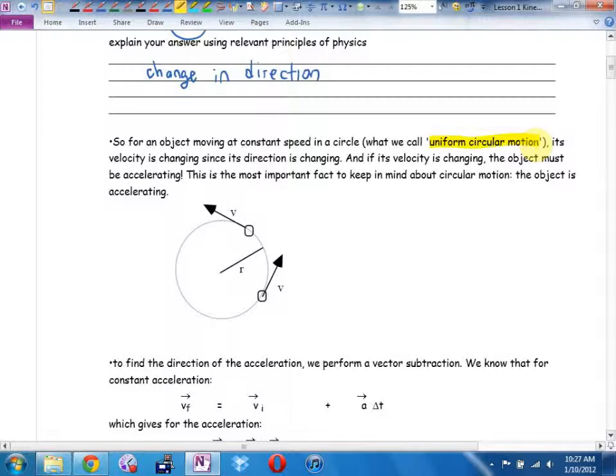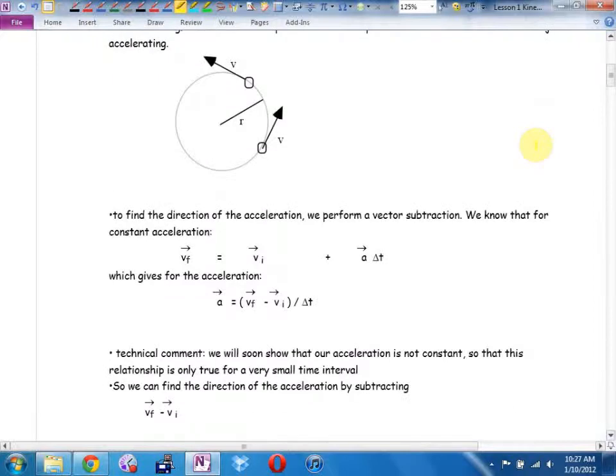The question is, what direction? Well, to find the direction of the acceleration, we have to do some vector subtraction. We know this, vf equals vi plus at, which gives a equals vf minus vi all over t. Now, Brett, t is a scalar. But these two are vectors. This is where the vector direction for acceleration comes from. This minus this. How do I subtract two vectors together?